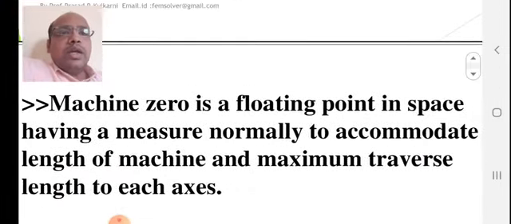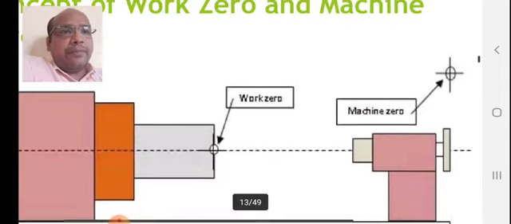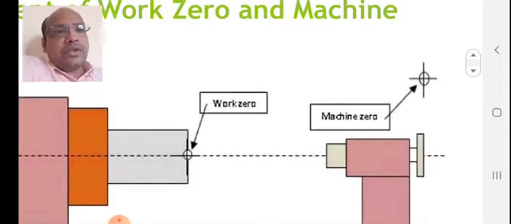Now you see here, machine 0 is a floating point in space having a measure normally to accommodate the length of the machine and the maximum traverse length of each axis. So machine 0 is not a fixed point. It is shown at a location here, but it may be at another location in a machine.